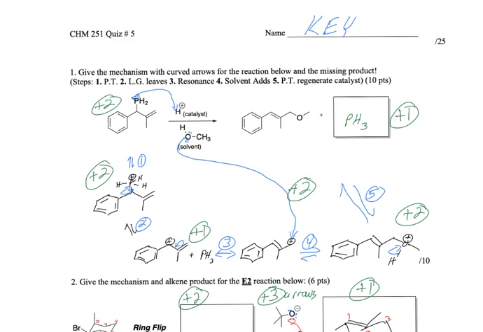So the key for quiz 5. This one is a classic, actually. This is an SN1 reaction, that's what this is. But either way, the leaving group is going to have to leave.